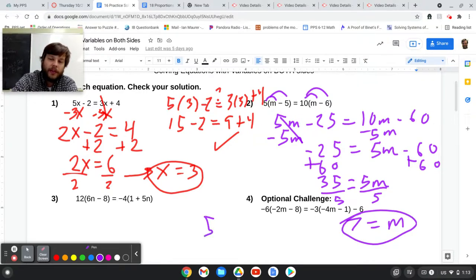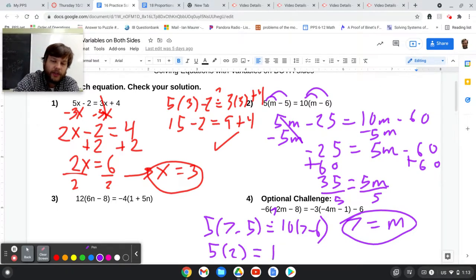Checking my answer, I'm asking if I plug in 7, are the two sides equal to each other? And that gives me 5 times 2 on the left side and 10 times 1 on the right side. So they are equal to each other.